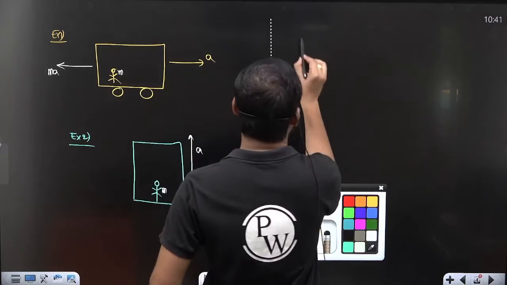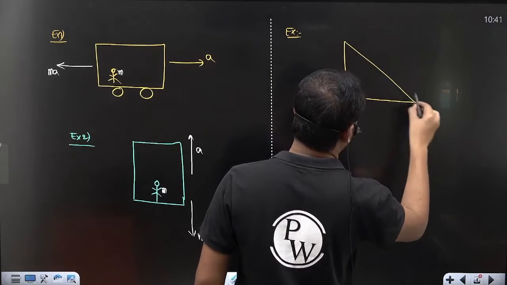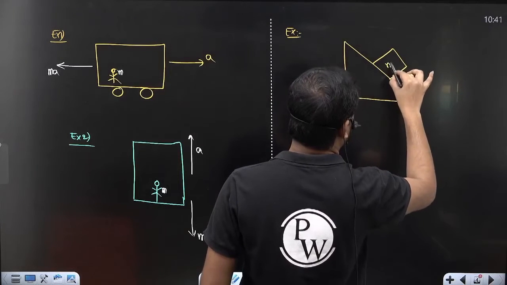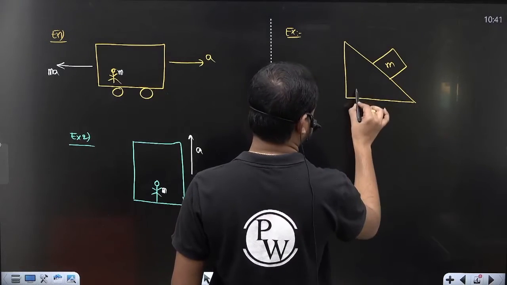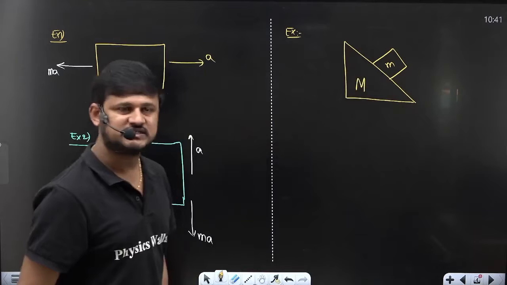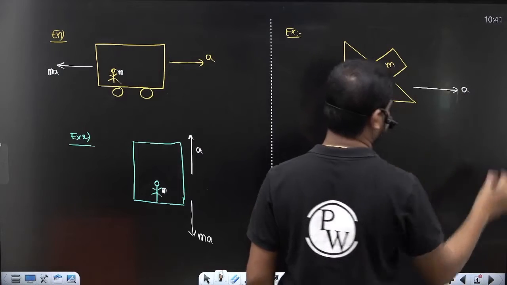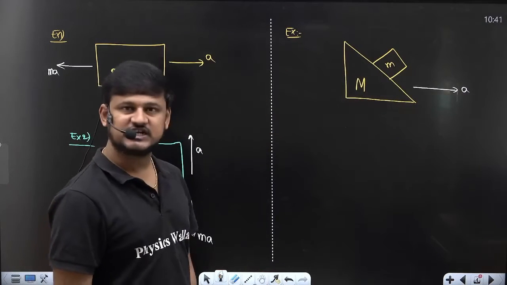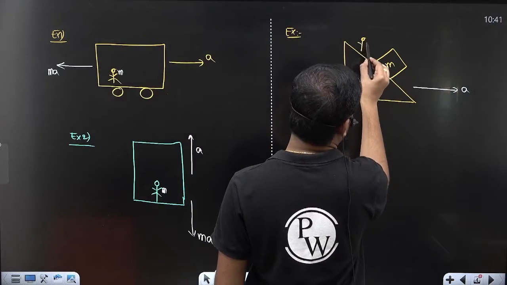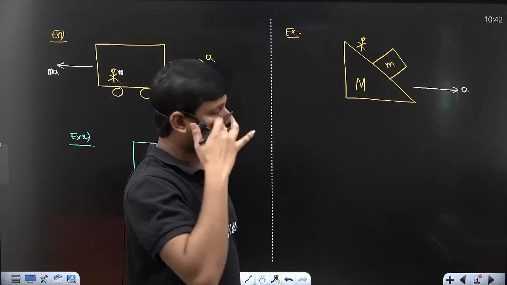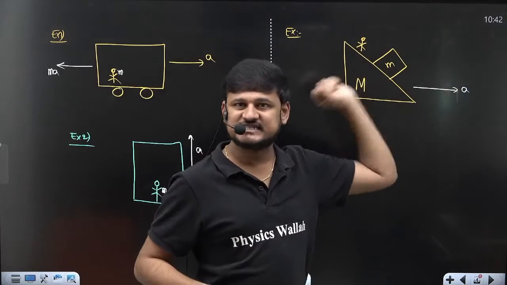Consider example 3. Let's suppose this is an inclined plane, and this inclined plane has mass capital M. On the inclined plane we placed a small mass m. Now this whole plane is moving with an acceleration a. Consider the person is standing here. Now the observer is in an accelerated frame, right?